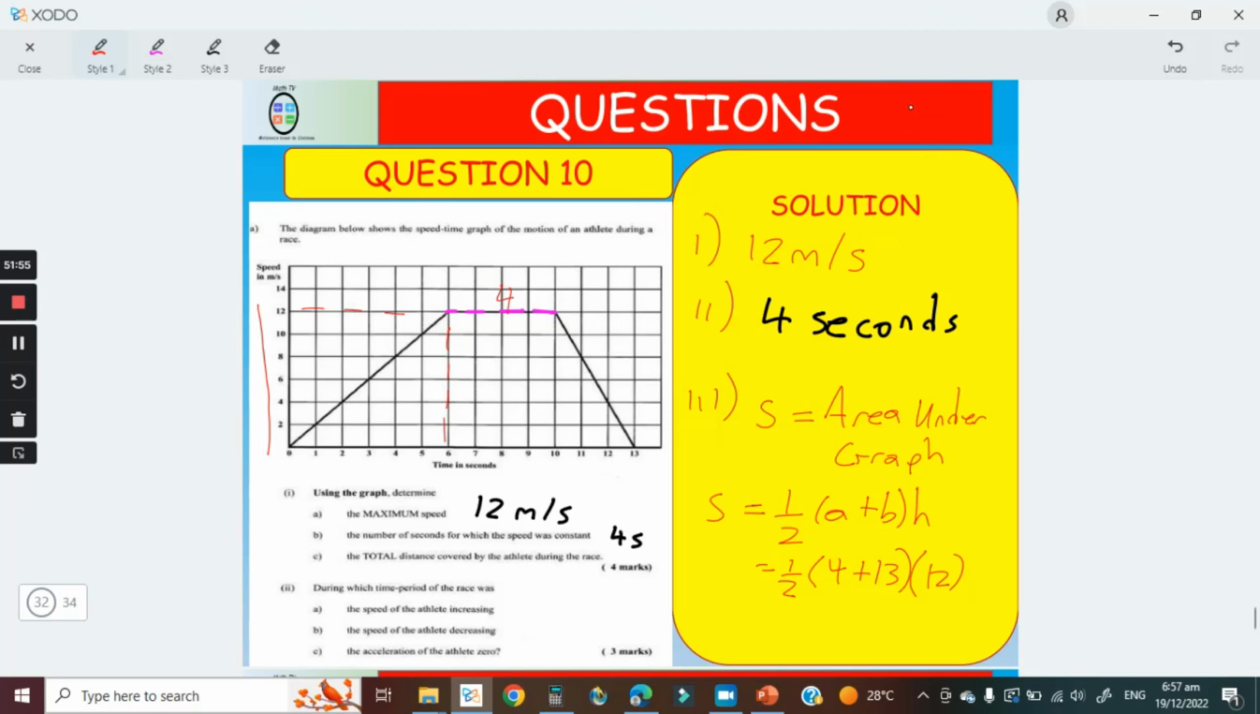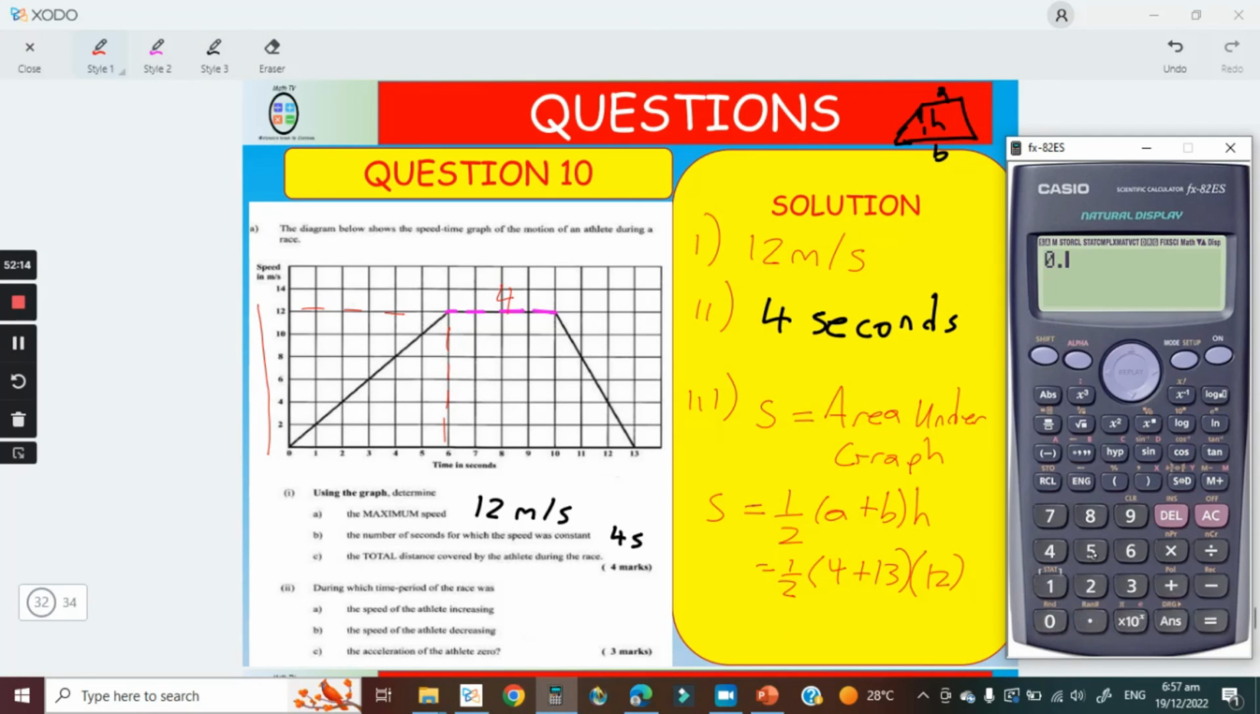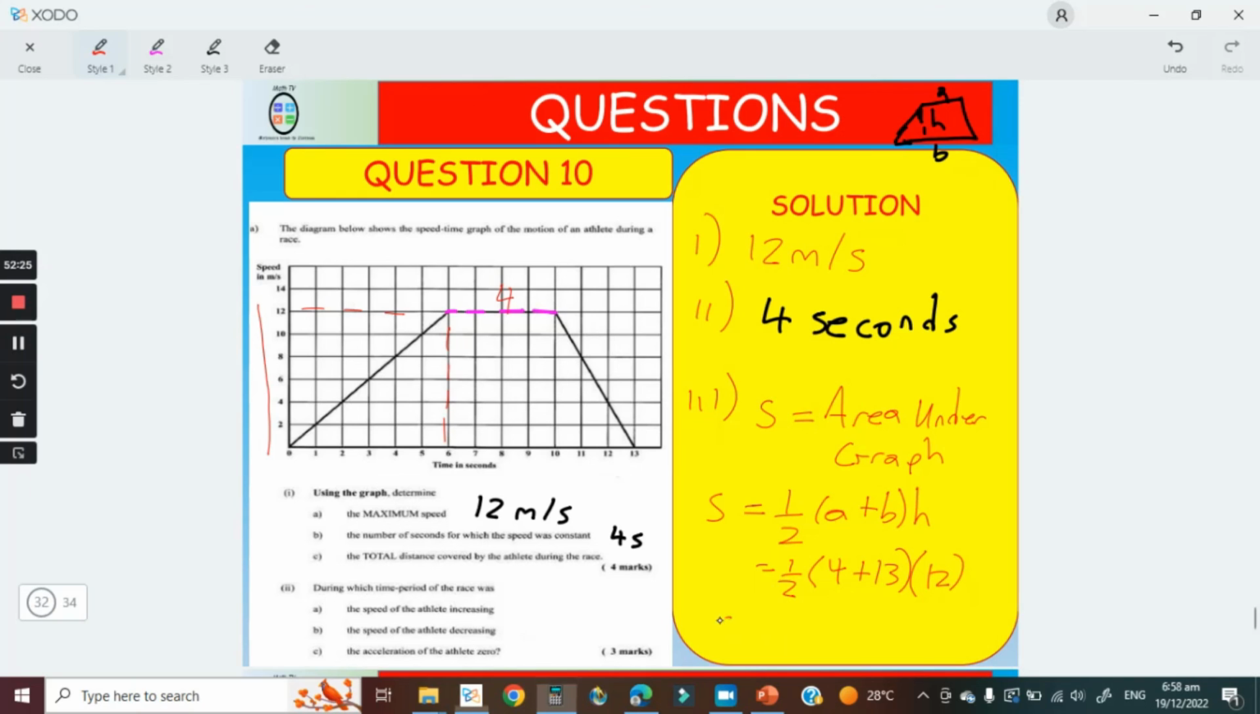So I have to remember how a trapezium looks. Let me draw it up here. This is a trapezium. Right? So this is A, B, and the perpendicular height, that is H. That is a trapezium. Then you use this formula. That's all. So now using this formula, I'm just going to take out the calculator. A half, 4 plus 13, multiplied by H, which is 12. Bam, 102. So this is 102 meters. So this another slow athlete again. 13 seconds to cover 102 meters.